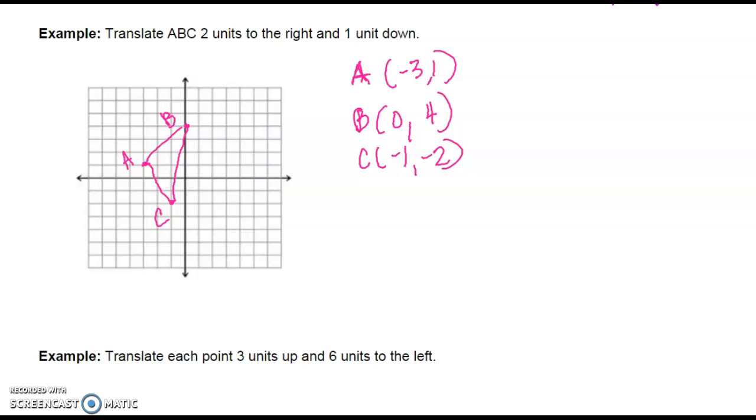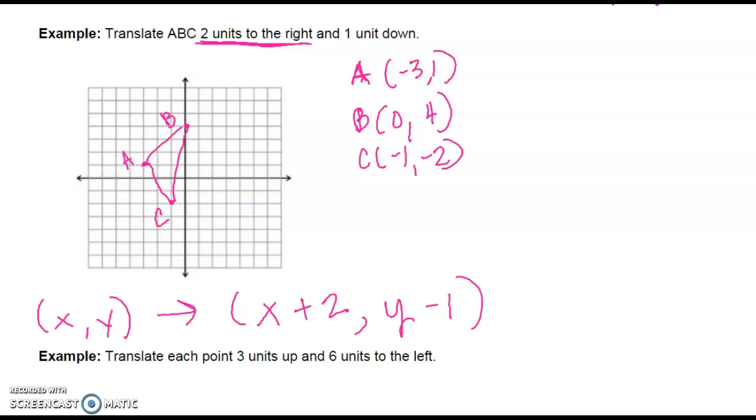We want to translate 2 units to the right and 1 unit down. 2 to the right, that's going to be my x value because I'm going this direction to the right, which means my x value is going to increase by 2. So when I started with x, y, my image ordered pairs are going to be x plus 2 because I'm moving each point to the right 2, so each x value is getting 2 bigger. And then 1 unit down, which affects my y value. If I'm going down 1, then my y value is going to decrease by 1, okay? So it would be y minus 1. That's how we would write that rule.